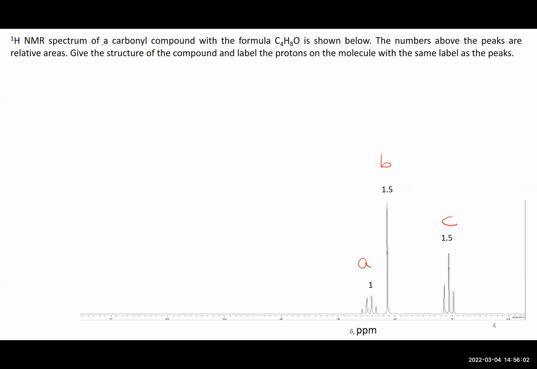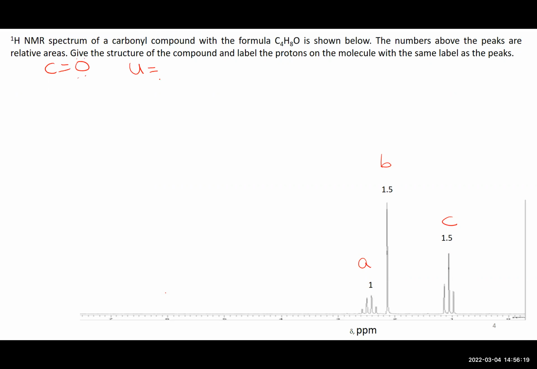So I'm told that I have a carbonyl compound. That information probably came from an IR. The first thing I like to do to start, I've already done a few things, is to calculate the degrees of unsaturation or double bond equivalent from that formula.